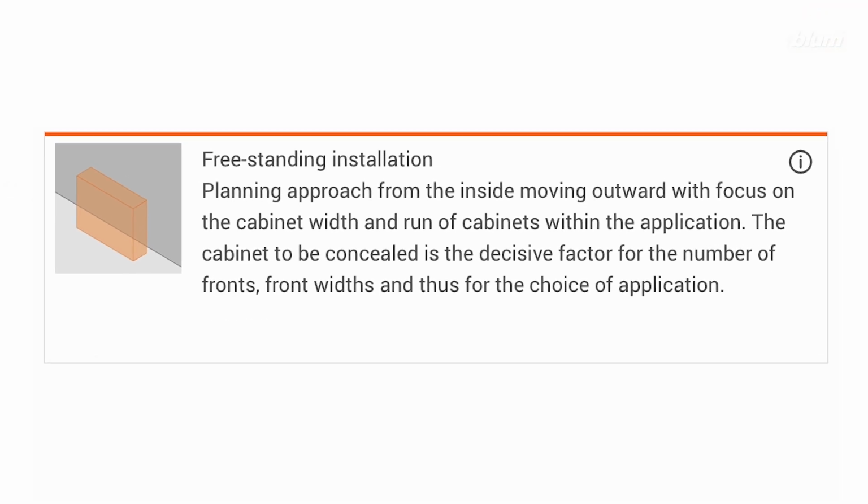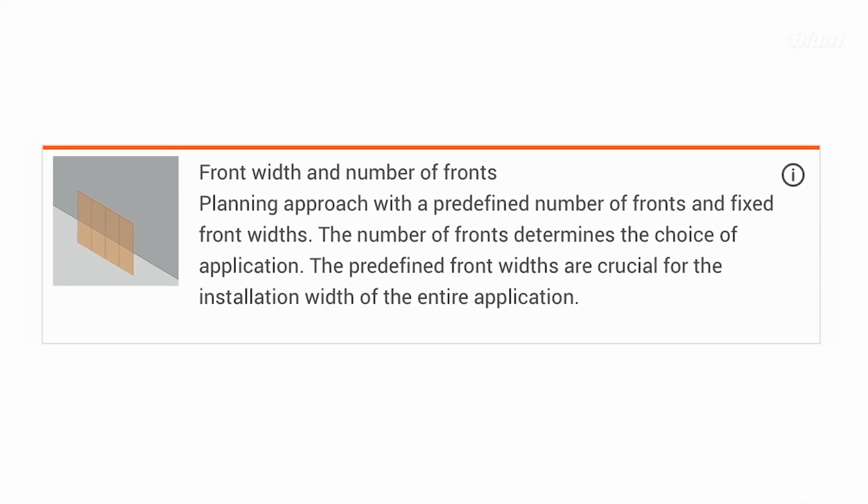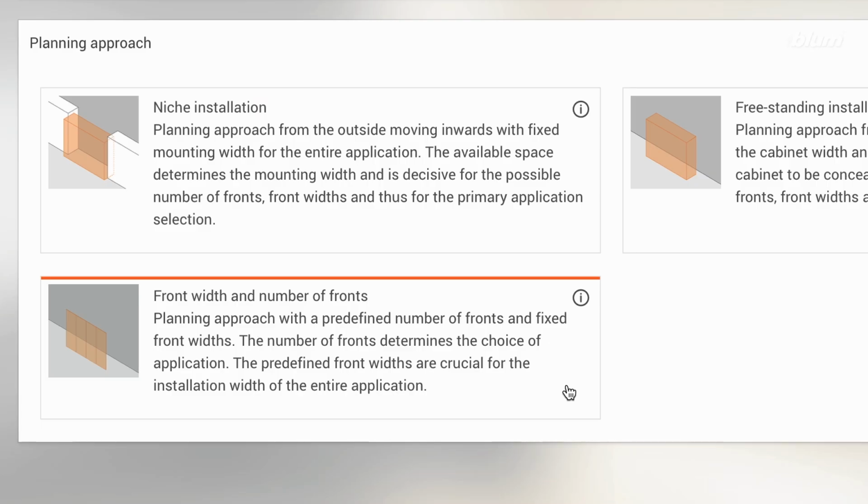Freestanding installation is a planning approach from the inside moving outward with a focus on the cabinet width and the run of cabinets within the application. Select this installation if you are not limited by surrounding objects and you want to plan based on what's going inside of the REVEGO. Front width and number of fronts is a planning approach with a predefined number of fronts and fixed front widths. Select this installation if the predefined front widths are crucial for the installation width of the entire application. For this specific example, we'll select that one.